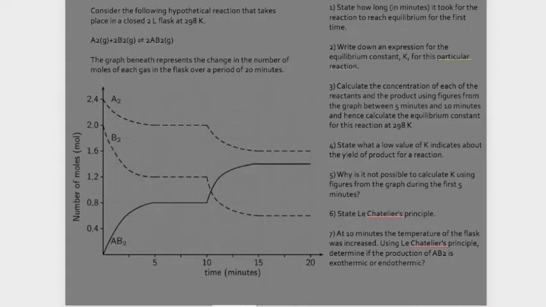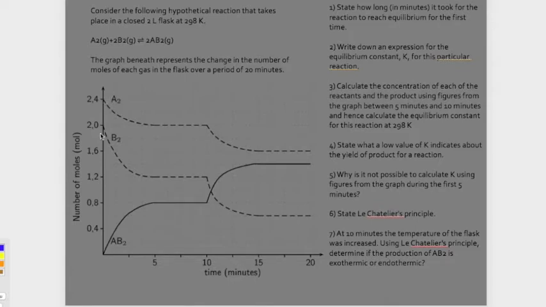Okay, let's wrap our heads around this question. Okay, so we have this hypothetical reaction between gases, and it's taking place in a closed 2-liter flask at 298 Kelvin. That's about room temperature, right? 25 degrees Celsius. The graph below represents the change in the number of moles of each gas in the flask over a period of 20 minutes.